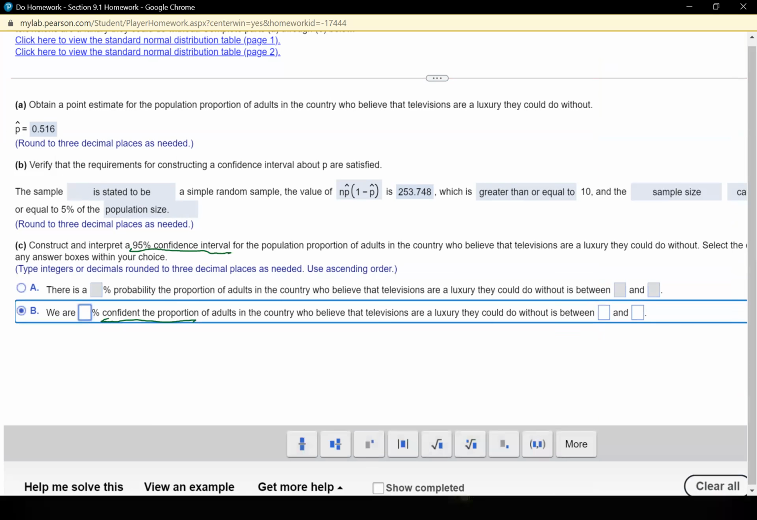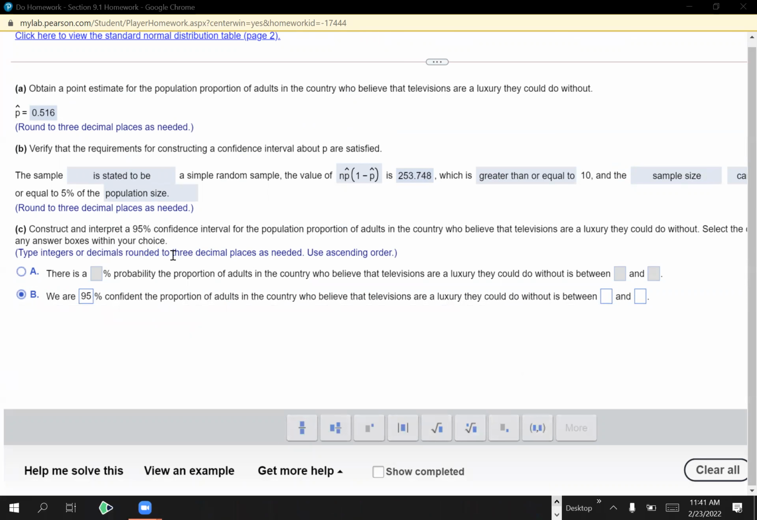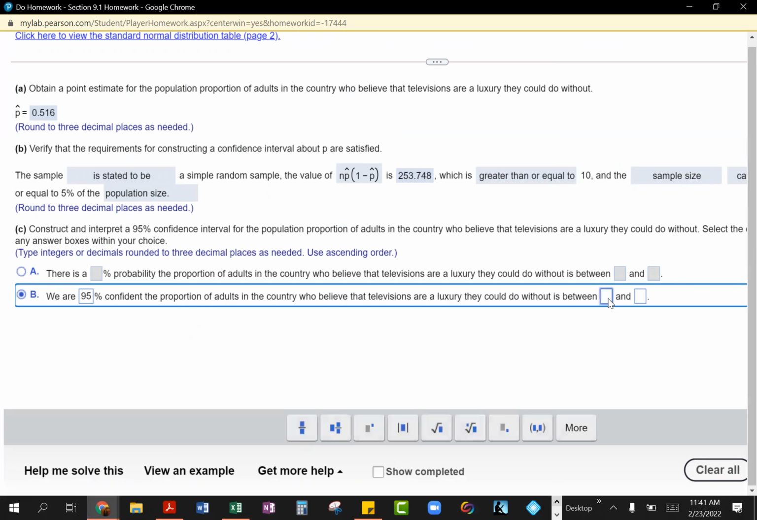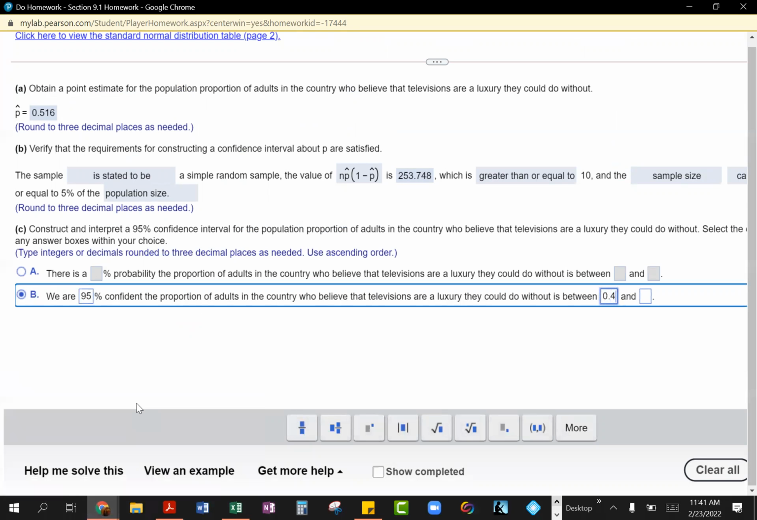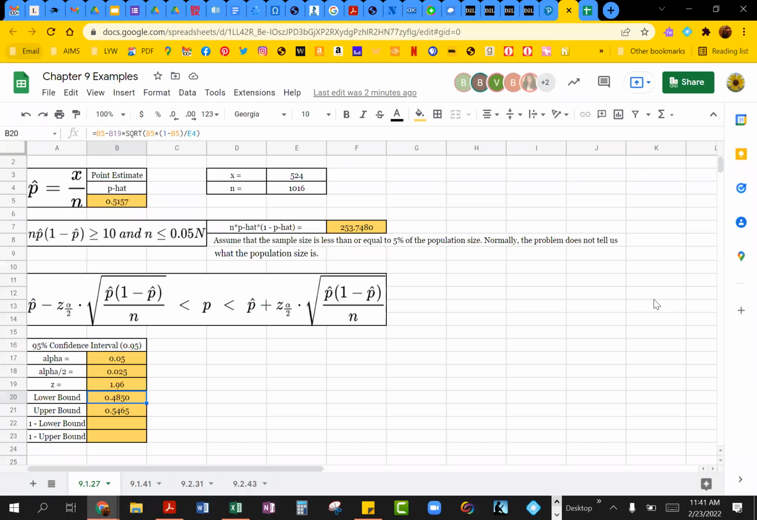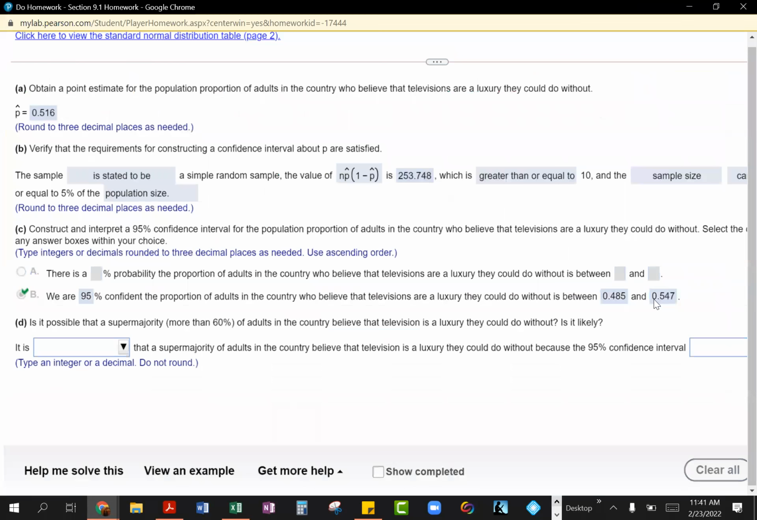So we are 95% confident. And then this is where you are putting in your numbers. And again, guys, we are rounding this to 3 decimal places. They tell you that right over here. And leave it as decimals, not as percentage. So we had, let's see, for that lower bound, we had 0.485. And then for the upper bound was 0.547. And that's going to be our 95% confidence interval.